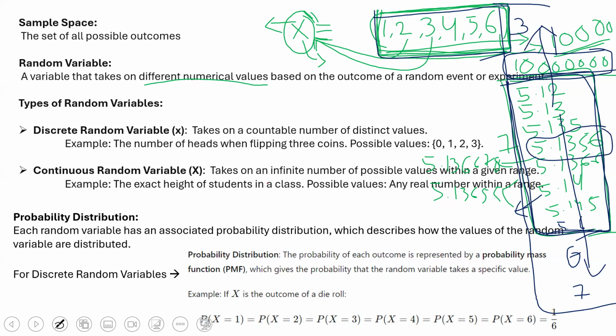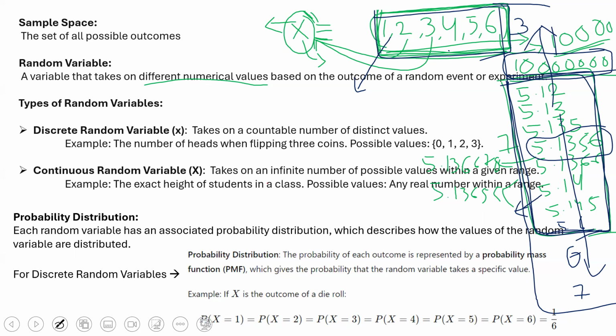It means two students' heights can exactly match. So that is what an infinite set of possible values means. So when you're getting an outcome from a set of possible values or a countable number of distinct values, such random variables are called discrete random variables. But when you're getting the outcomes from an infinite set of values, such random variables are called continuous random variables. So this is an example: rolling a dice and getting the heights of students.